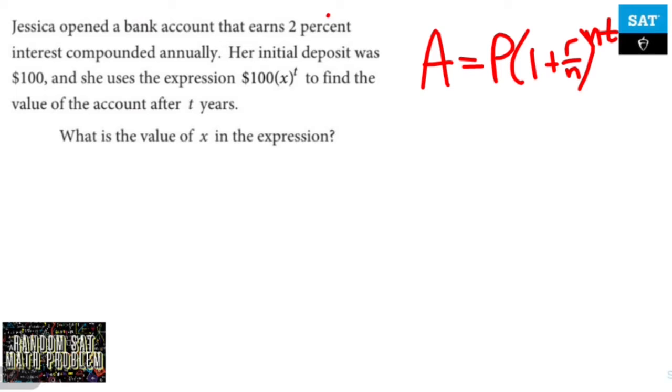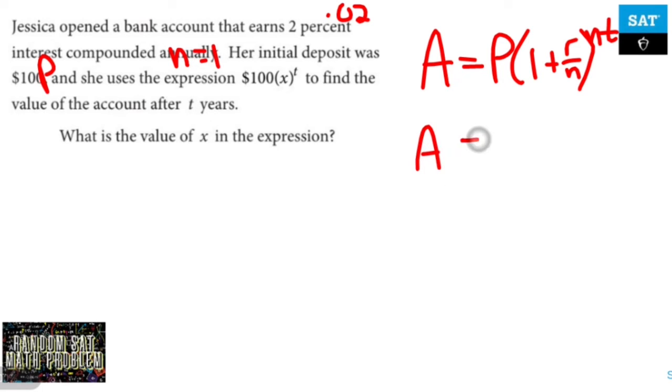Okay, 2% is going to be 0.02, and that's going to be my rate. Her initial deposit was 100, so that's going to be my principal. She uses the expression, who cares, to find the value of the account after T years. So T is still T. And if it's compounded annually, that means N, the number of times it's compounded within that time slot, is going to be 1. So let's plug in what I know.